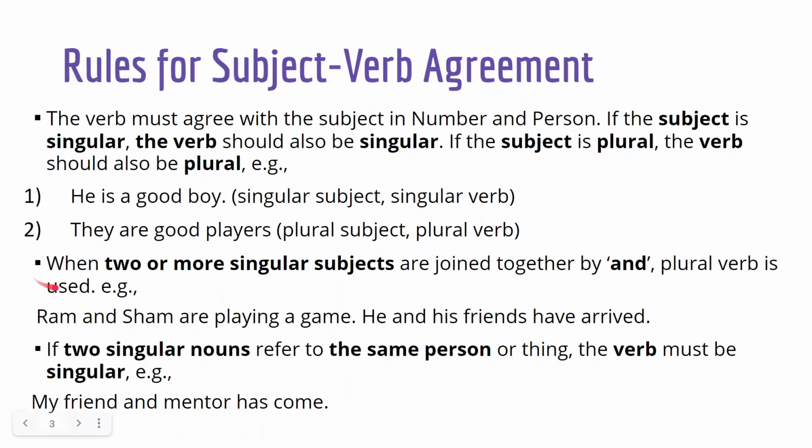Next, when two or more singular subjects are joined together by and, a plural verb is used. Let us see an example. Ram and Sham. These two singular subjects are joined together by using and, as you can see. So a plural verb is used. Let's move to the next one. If two singular nouns refer to the same person, the verb must be singular. My friend and mentor has come.